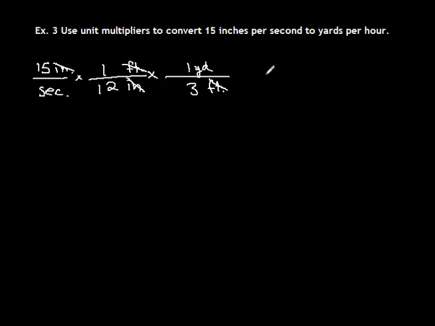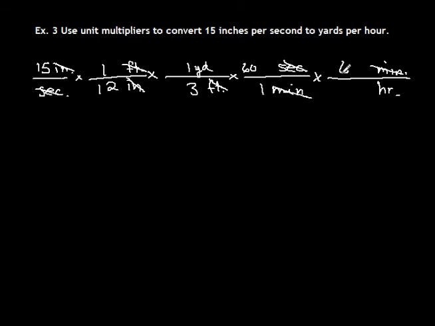And then we just work our seconds into hours. So we go seconds, we'll go up here, so they would cross out. 60 seconds in 1 minute. And then we go minutes to hours. We're going to hours. Minutes will cross out. We get 60 minutes in 1 hour. Then you would just multiply all that through, and you would have 15 times 60 times 60 over 12 times 3, and it would be yards, so that's what's left, per hour.